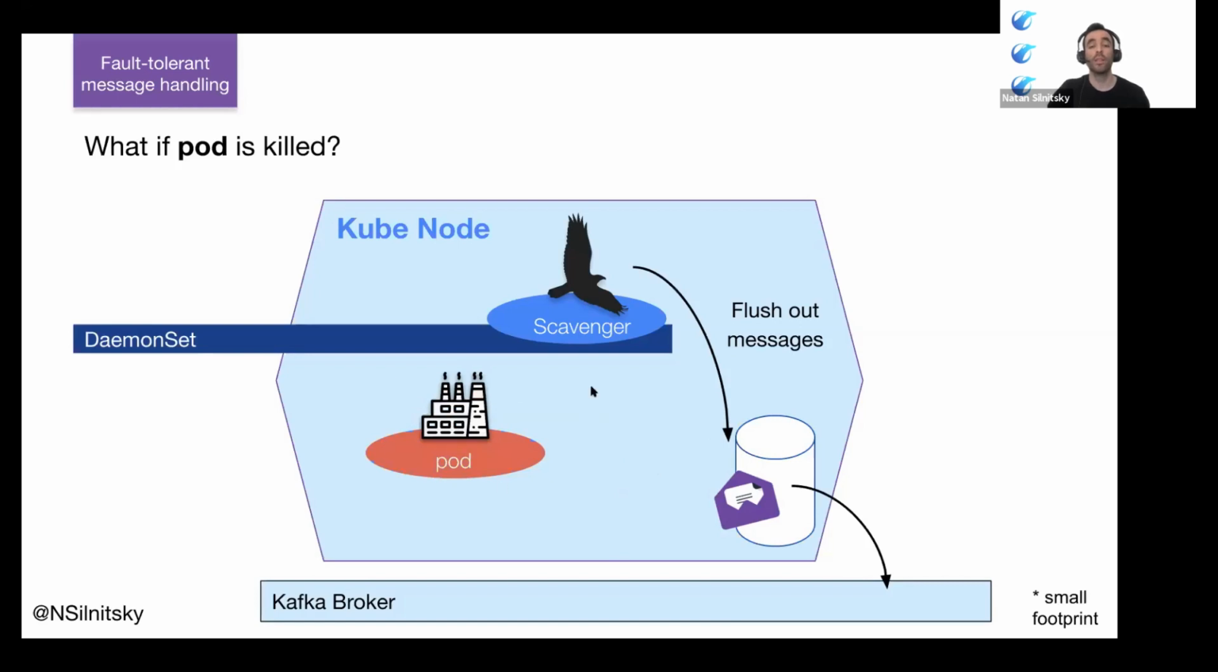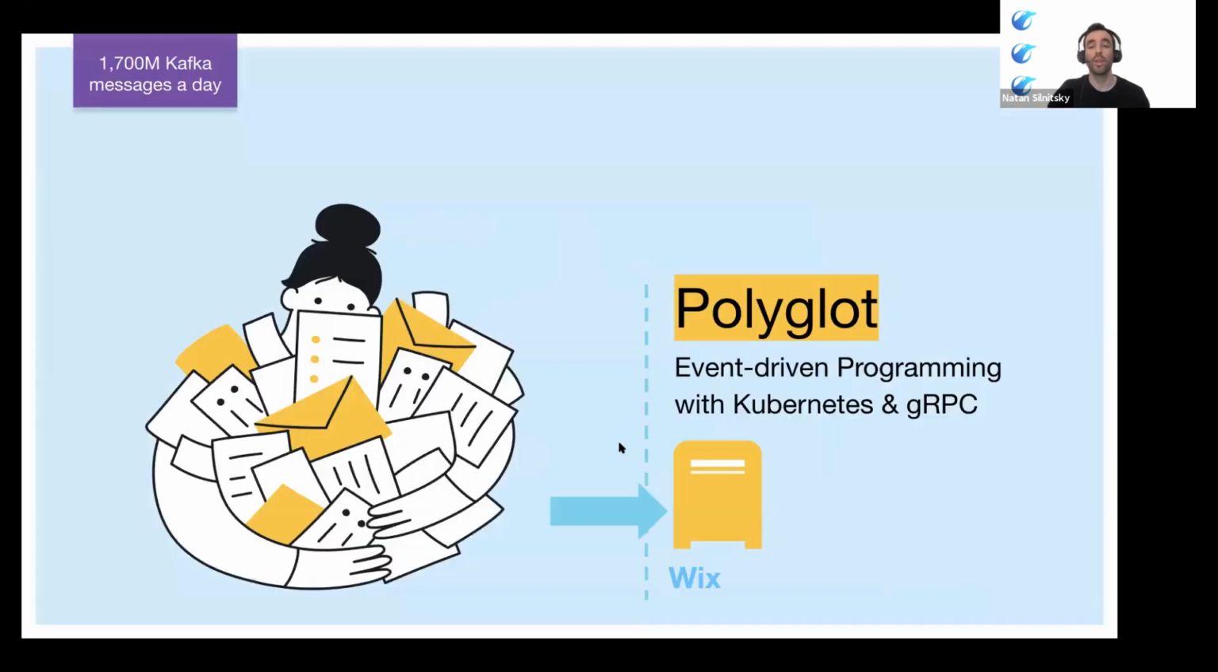And if a pod is killed, then the Scavenger service can actually notice this, and it will then take these messages and flush them out to Kafka. So even though the pod is not completely resilient, our entire solution is completely resilient, even given Kubernetes limitations.